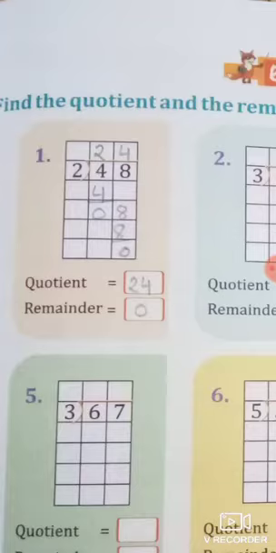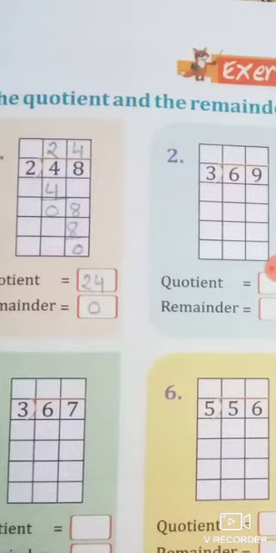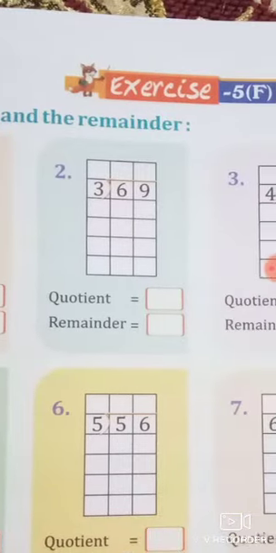So we will write 2 in the tens place of the quotient, and we will write 4 below the 4. Now we will subtract 4 from 4, then we will get 0 as remainder. Now we will bring down 8 to the right side of 0. Now we will divide 8 by 2, then we will write 4 in the ones place of the quotient, and we will write 8 below the 8, and then we will subtract 8 from 8, then we will get 0 as remainder. So quotient equal to 24 and remainder equal to 0. So children, you will solve the rest of the questions yourself in this exercise. Now we move on.